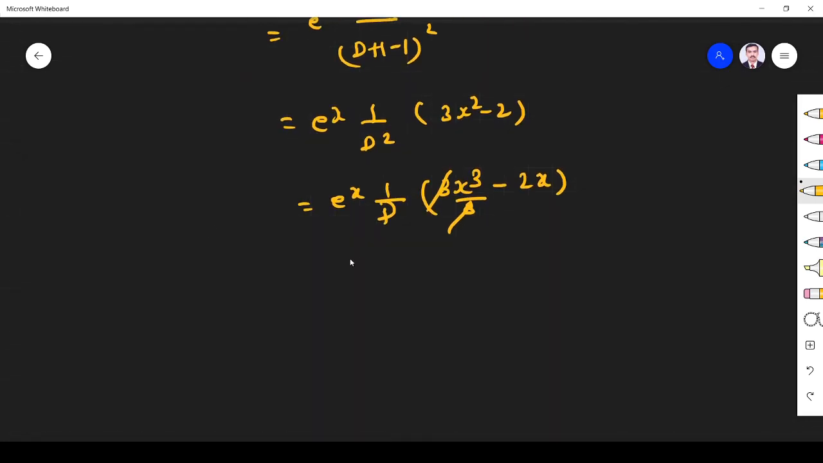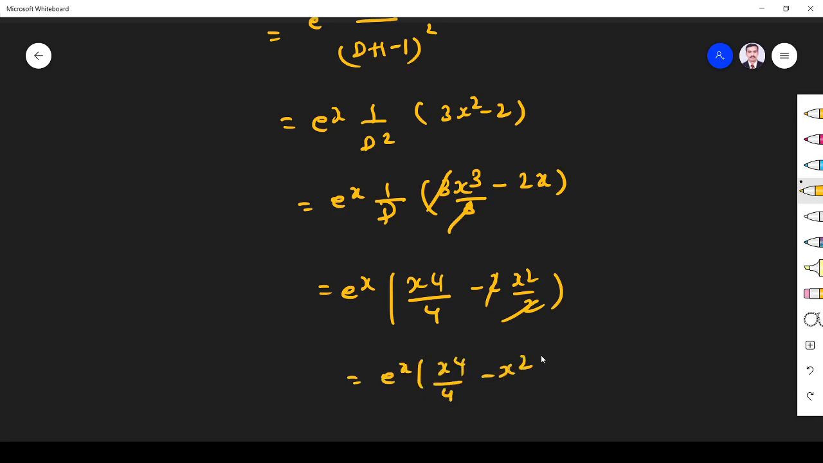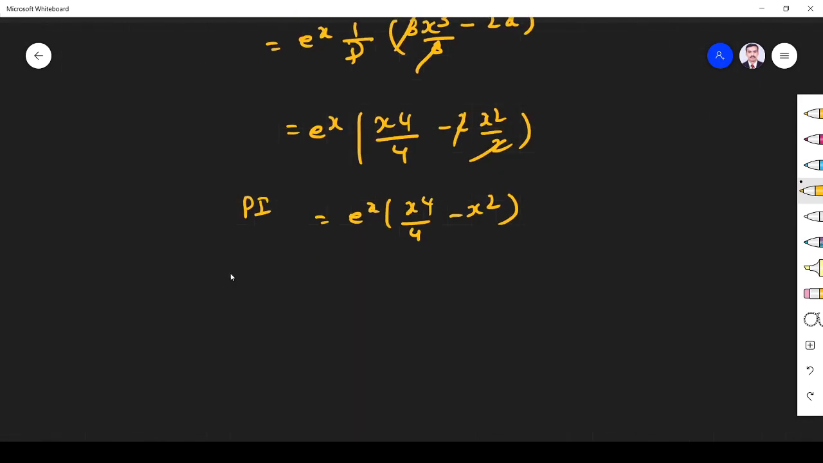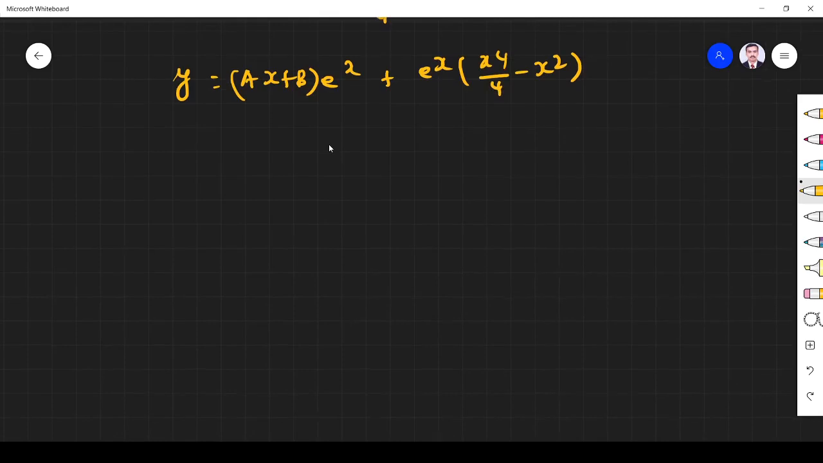Second time I integrate, what will happen? e^x, x to the power 4 by 4 minus 2x squared by 2, the 2 cancels. So e^x (x^4 by 4 minus x squared). This is our particular integral. So y is equal to CF plus PI: (ax plus b) e^x plus e^x (x^4 divided by 4 minus x squared). Simple problem, right? So this is my answer.